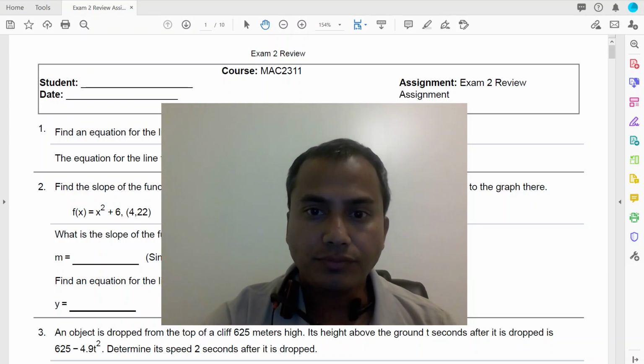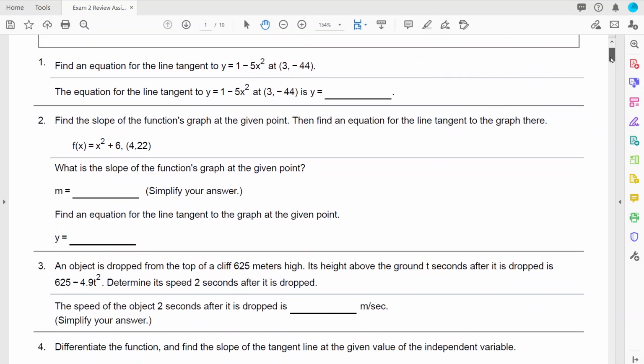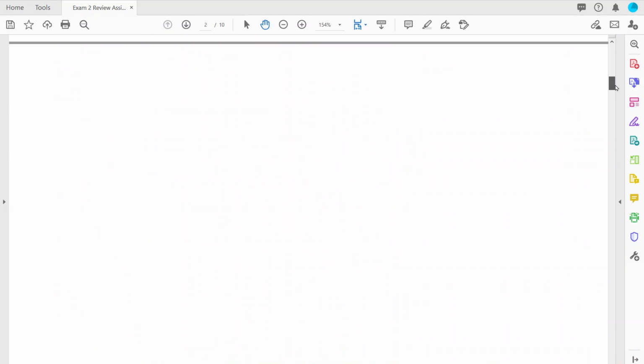So I'm going to start with problem 1. Find an equation for the line tangent to y equal 1 minus 5x squared at 3 comma negative 44. Okay, so let me use a blank paper here to work on this problem.